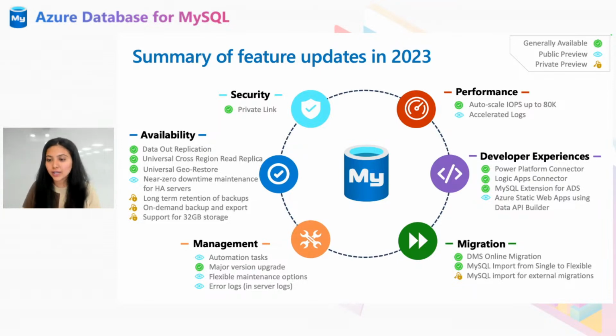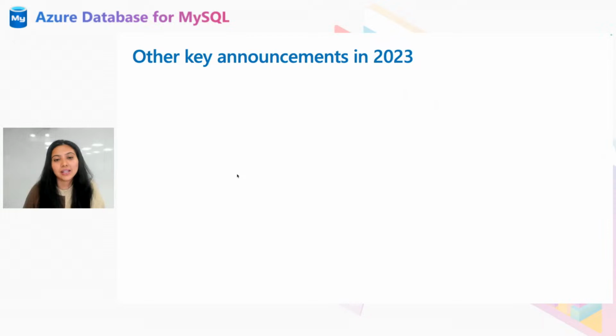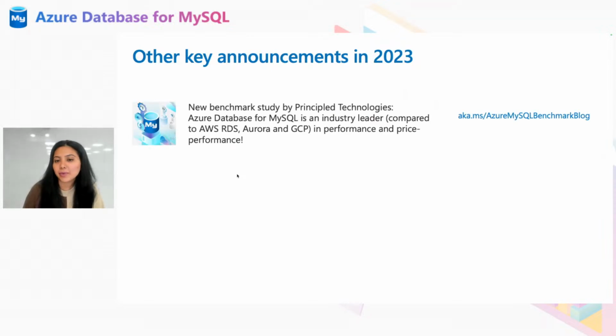Again, this is a super fast migration, up to 1 TB of migrations in around 23 to 30 minutes. Now, apart from these features, and all of these are product features that we released in 2023, we also had a few other key announcements, like the benchmark study conducted by Principal Technologies. We talked about this in our previous webinar in December.